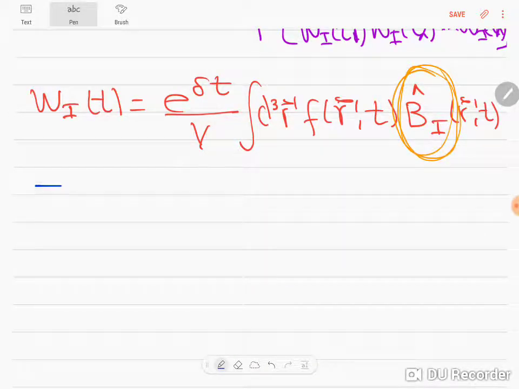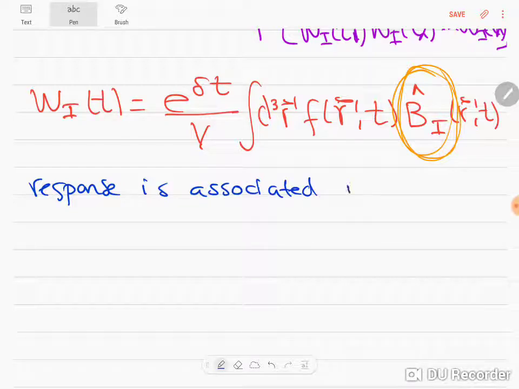Now that excitation or perturbation has an associated response in the system. So let's write it like this: the response is associated with the operator A of r comma t in the interaction picture. Okay, this is the interaction picture.